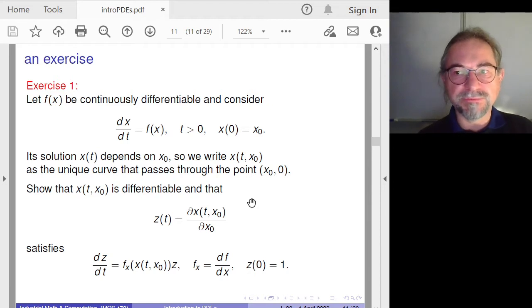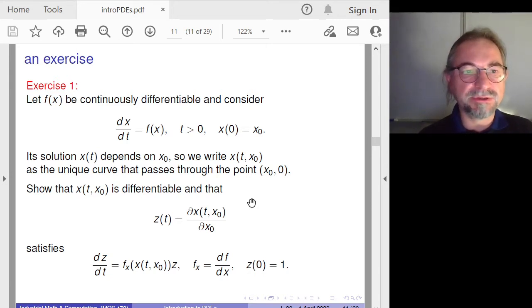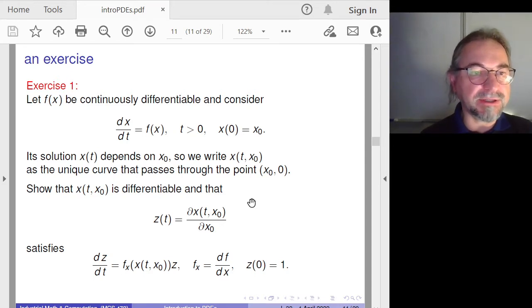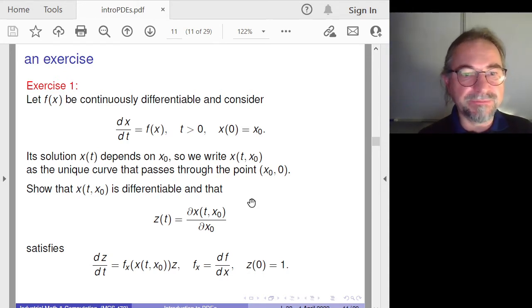Often the first thing that people do when they have a new problem, a new partial differential equation, is try to reduce it to a problem they can already solve. So one classical method to solve a partial differential equation is to reduce it to solving many ordinary differential equations. So that's one of the techniques. This exercise is suggestive of this.